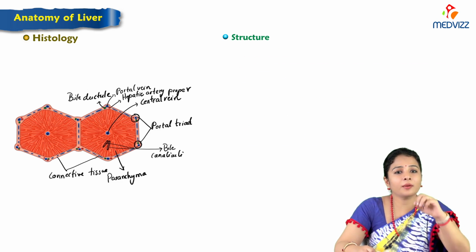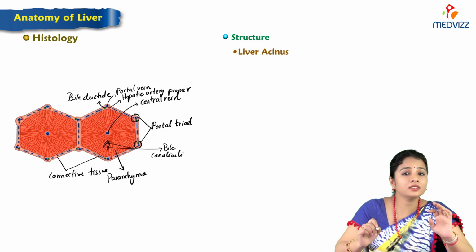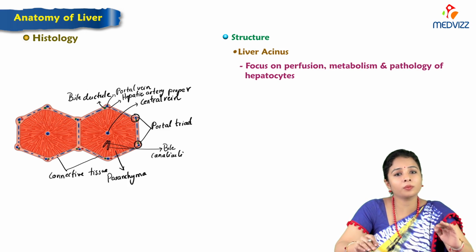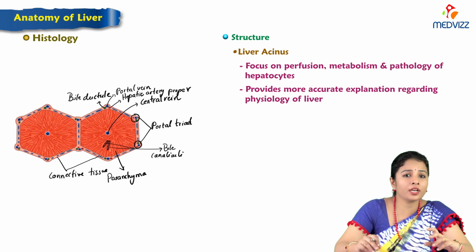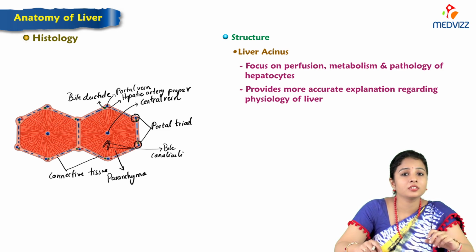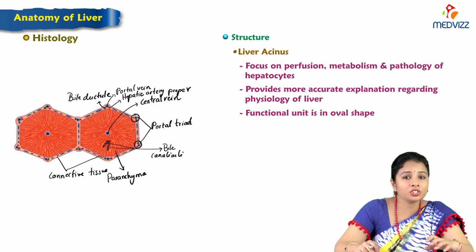Next, we shall discuss the liver acinus. This liver acinus focuses on the perfusion, metabolism and pathology of hepatocytes and also provides a more accurate explanation regarding the physiology of the liver. So the liver acinus is the functional unit and it is in the shape of an oval.